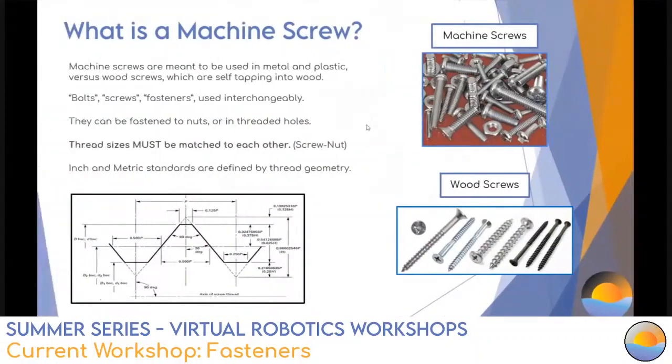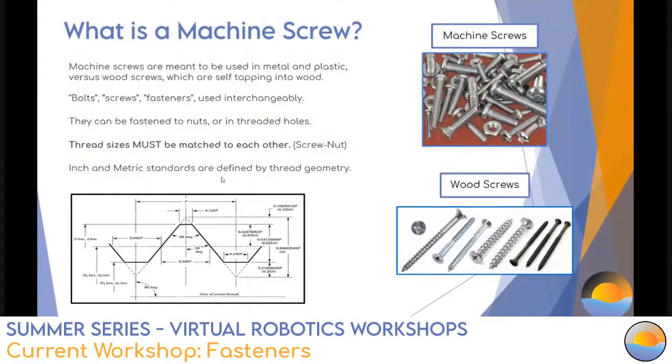So what is a machine screw? On the right-hand side here, you see a bunch of these screws. They're called nuts, bolts, fasteners, whatever you want to call it. They're a little bit different than a wood screw in the sense that the wood screw is meant to be self-tapping into, obviously, wood. And these fasteners are really meant to be fastened into nuts or threaded holes. They really have to be matched to each other, the screw to the nut.